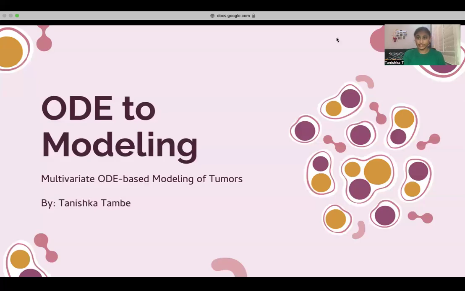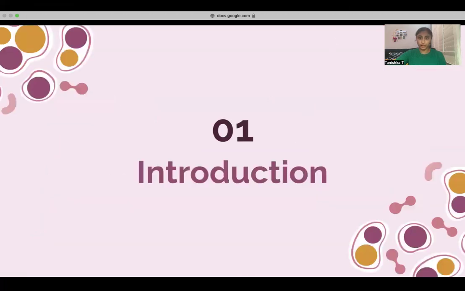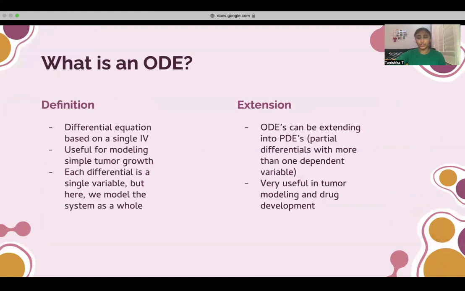In order to eradicate cancer, we must first understand it. That is what ODE-based modeling aims to do, and what I personally aim to do with my future research as well. So, first of all, a brief introduction. An ODE is a differential equation that is based on a single independent variable.